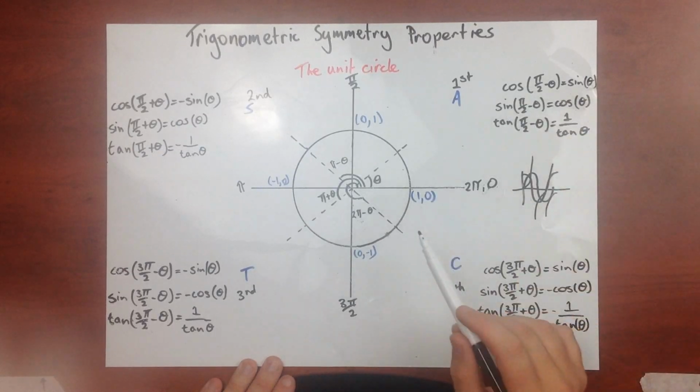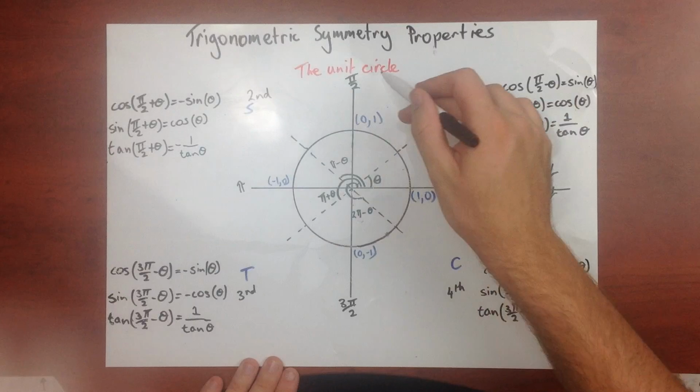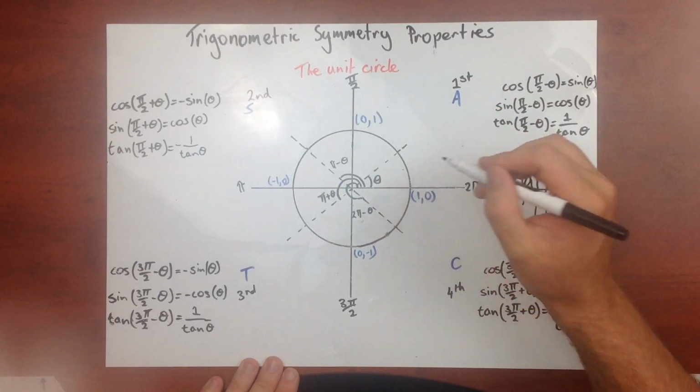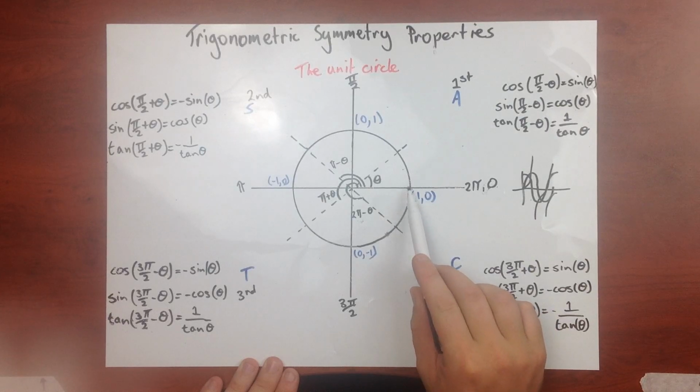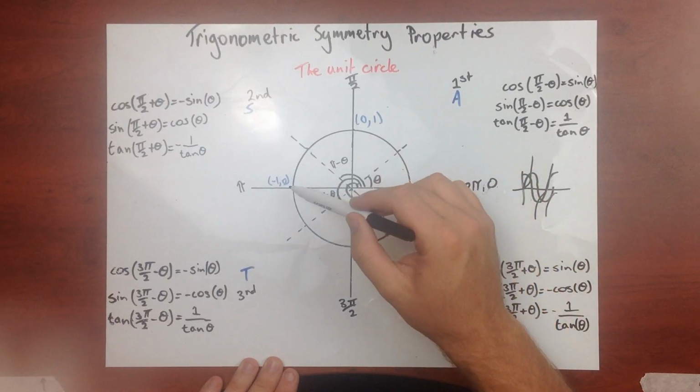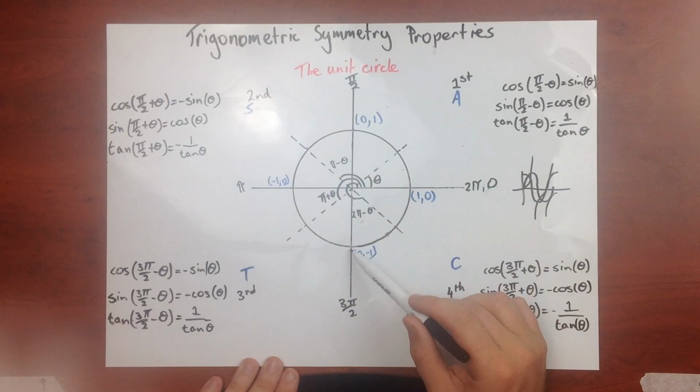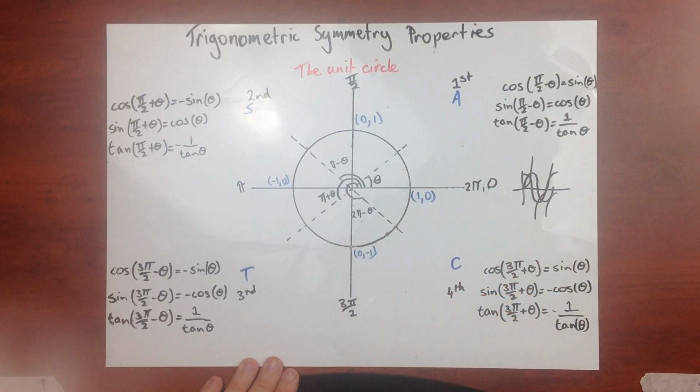Also here, our unit circle is called the unit circle because it's got a radius of 1 unit, which gives us coordinates here of 1, 0 for this point, 0, 1 for up here, -1, 0 down here, and 0, -1, and they'll link in just a few minutes.